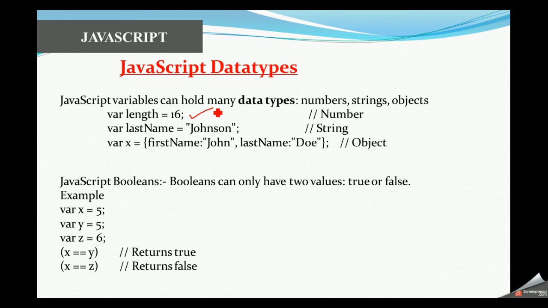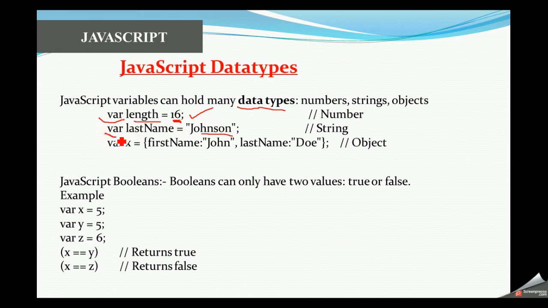If I'm writing a string, then string a is equal to, in double quotes, I will be writing something. In Java or C++, to declare, you have to write your data type, that is integer, float, double, character, boolean, etc. But in JavaScript, we will be using the var keyword, the variable name, and our value. Suppose I write 16 here, it will be considered as a number. If I write Johnson in double quotes, it will be considered as a string.